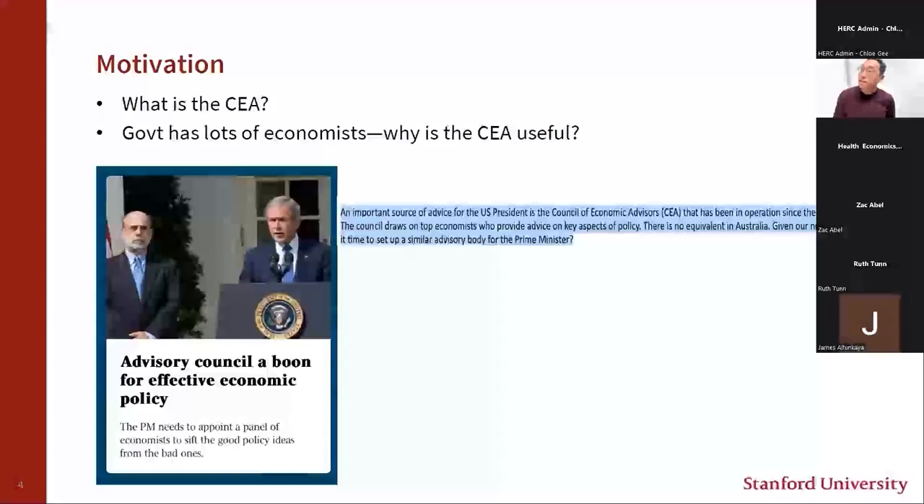And I think when Philip asked me to give this talk, he talked a lot. He wrote this op-ed a while ago about the Council of Economic Advisors and whether that might work in other countries, sort of its unique presence and role in the United States. So I'll try to talk about two questions. First, what is the Council of Economic Advisors? And we all know government has a lot of economists. So really, what is the CEA and why is it useful?